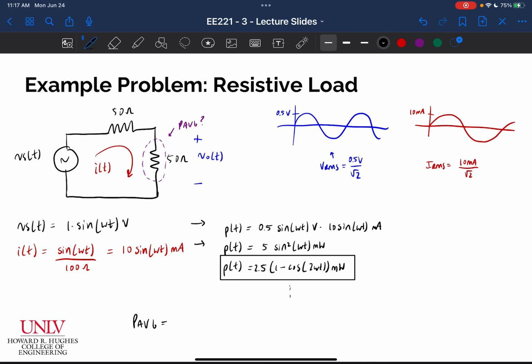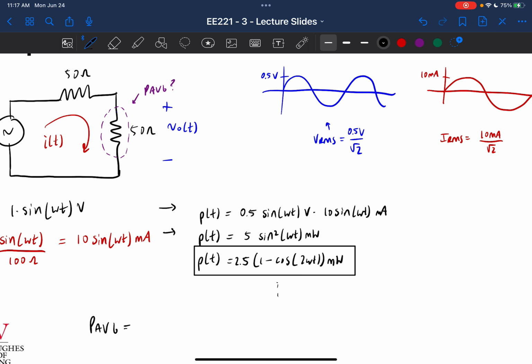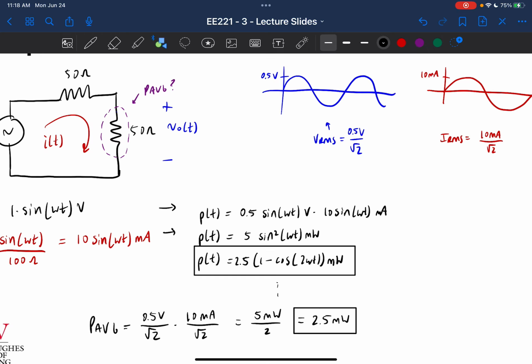And now I can say that P average is going to be 0.5 volts divided by the square root of 2 times 10 milliamps divided by the square root of 2. And I get that 10 times 0.5 is 5 milliwatts divided by 2, which gives me 2.5 milliwatts is my average power, okay?